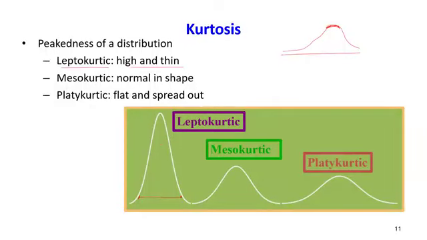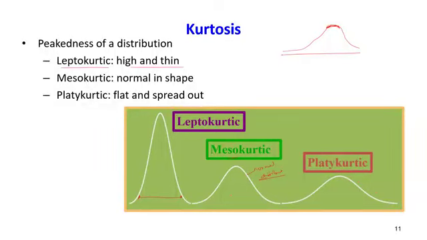Second is known as mesokurtic. Here everything looks normal, perfect. The peak is not too high and the spread is not too broad. This is known as mesokurtic. This is also known as normal distribution, where everything is properly normally distributed, and you can cut this particular curve into two equal parts.